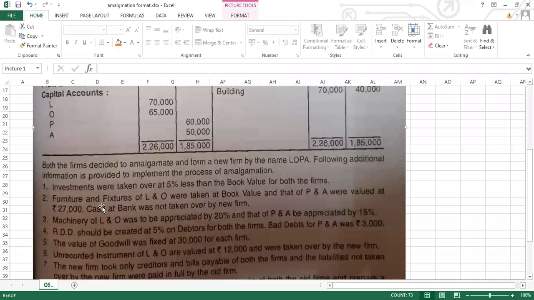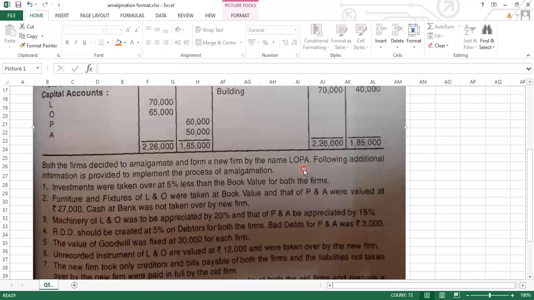Both the firms decided to amalgamate and form a new firm by the name Lopa. ठीक है. Now we have a new firm का name which has already been given. So while preparing a new firm account, we will be giving the heading, the name of the new firm, name as Lopa. Following additional information is provided to implement the process of amalgamation.